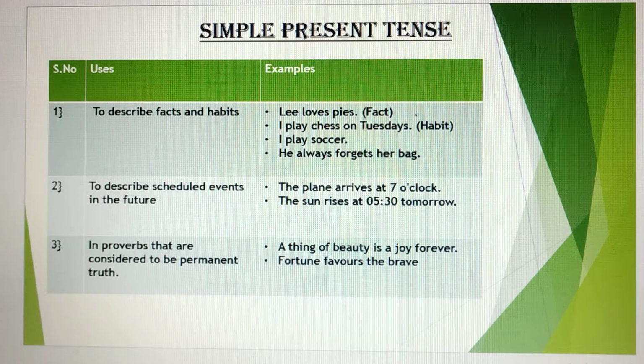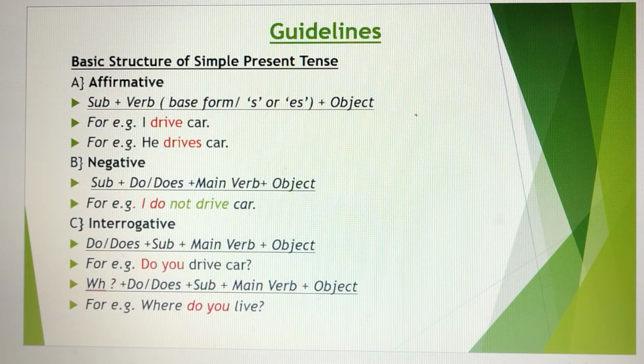After knowing its uses with their examples, now let's move to guidelines. That is basic structure of simple present tense. We use verb first form, okay, and s or es both. Verb first form we consider as plural, that is base form, and s or es is also a verb first form, but when we add s or es it becomes singular. So we use it with all singular subjects, and without s or es, verb first form as it is, we use with all plural subjects.